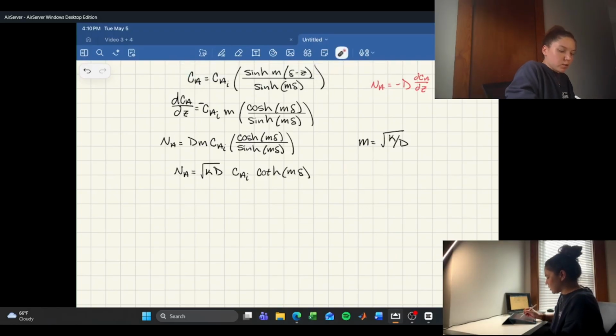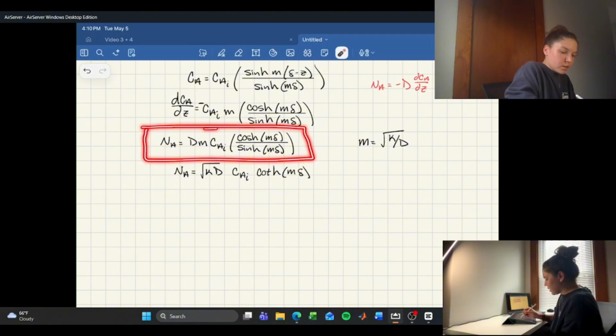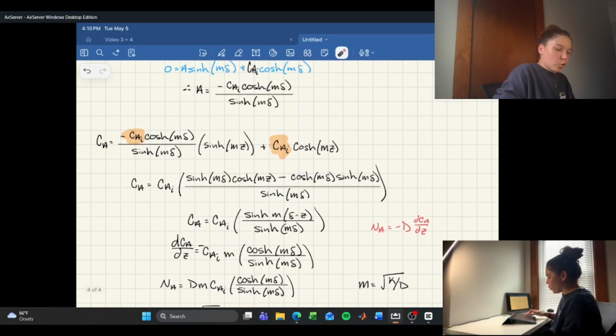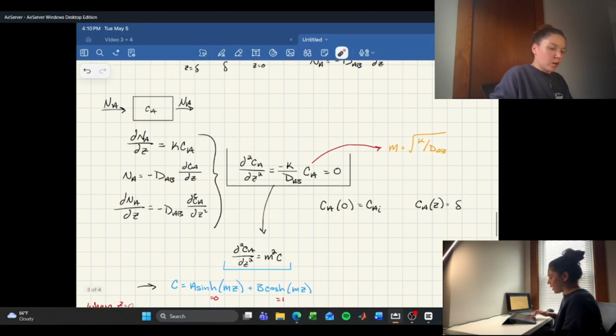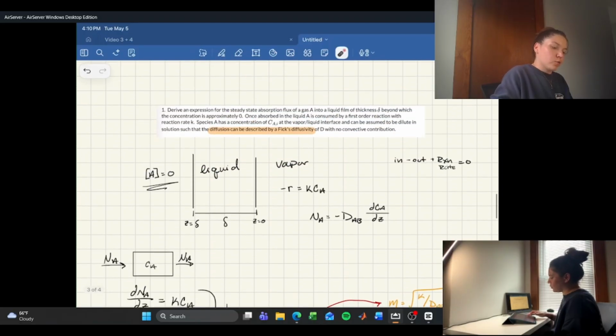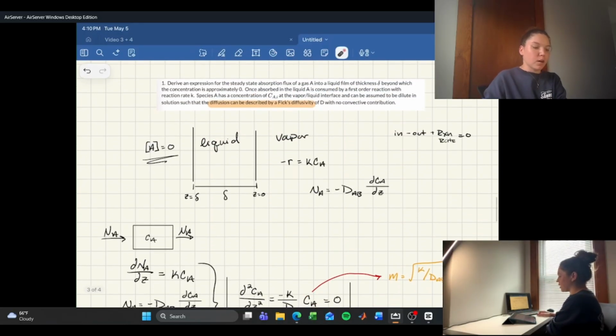But basically this is simple enough with the equation for how to find the molar flux for a steady state absorption with a film thickness beyond the concentration using Fick's law.